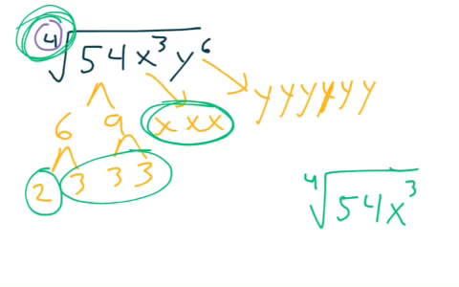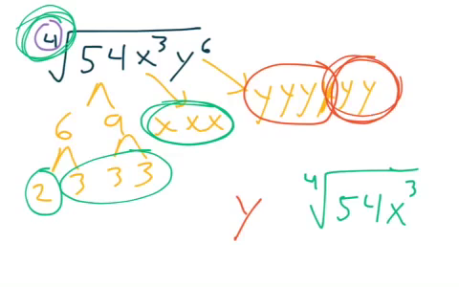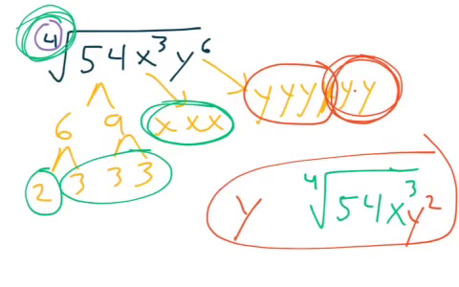So notice we're not able to simplify much here. However, we at least have 4 y's. It is a fourth root, so I can have 1 y come out. Again, what do I do with these extra 2 y's here? Times them back together, and I have y squared inside. So that right there, guys, is a simplified version of what I started with. It's simply y times the fourth root of 54x cubed y squared.